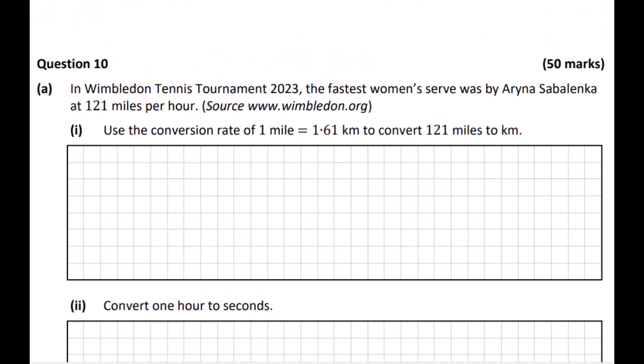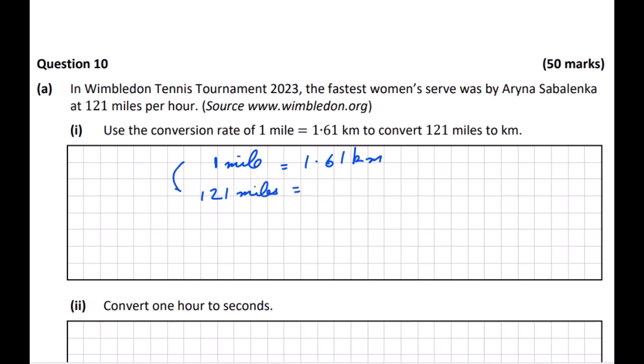Next question then is question 10. In Wimbledon Tennis Tournament 2023, the fastest women's serve was by Aryna Sabalenka at 121 miles per hour. Use the conversion rate of 1 mile is equal to 1.61 kilometers to convert 121 miles to kilometers. So we want our answer to be in kilometers, so we put kilometers on the right hand side. So it's going to be 1 mile is equal to 1.61 kilometers. We want 121 miles.